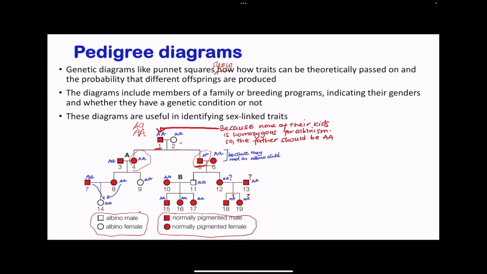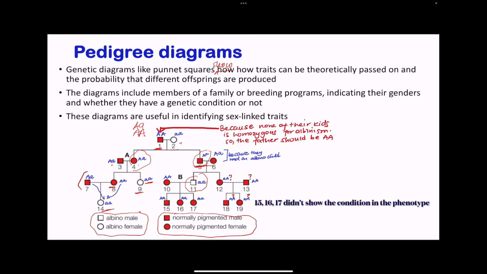And because individual 3 and individual 4 have a child or an offspring that is homozygous recessive for the condition, it means both of them were heterozygous. And this one here is heterozygous as well. And because individual 8 is heterozygous and they have an offspring individual 14 that is homozygous recessive, it means individual 7 too was heterozygous. We already know individual 5 is heterozygous. Individual 6 is heterozygous as well because individual 11, who is their offspring, is homozygous recessive for the condition.